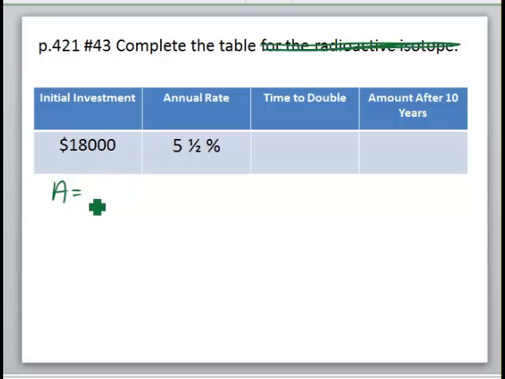We call it A equals Pe to the rt. Instead of k and C, we now have our principal, our principal amount and our rate, our initial investment. So in the first problem, I have my initial investment being $18,000. My rate is 0.055, and T is unknown. I want to know the time it takes to double it. So use my initial investment and double it.